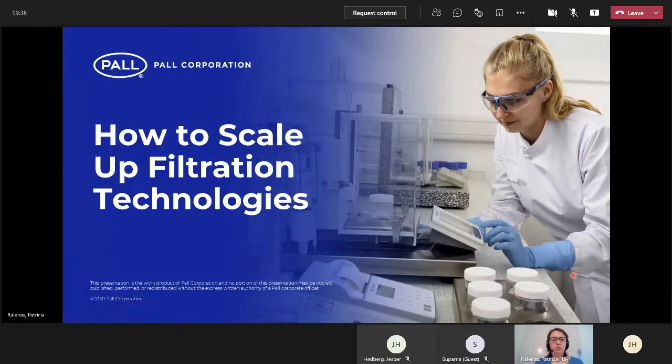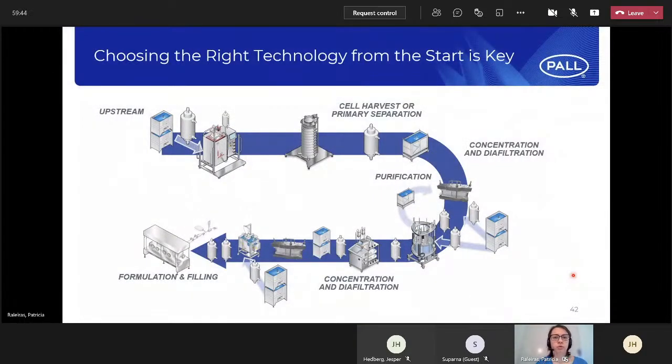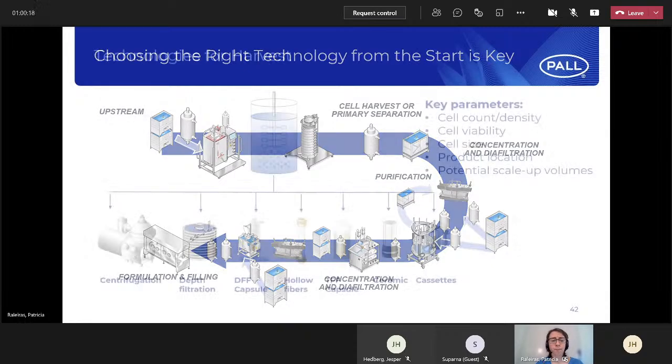So how do you scale up filtration technologies? I'm going to focus a little bit more on how you scale up direct flow filters. But what I really want to push forward is the idea that you need to choose the right technology from the start. This is paramount because your product will interact with the filter. You don't know how the absence of filtration in your early stage development will actually affect the process later on. So it's important to test different filters at the different stages as early as possible.